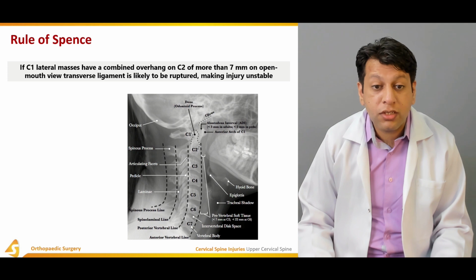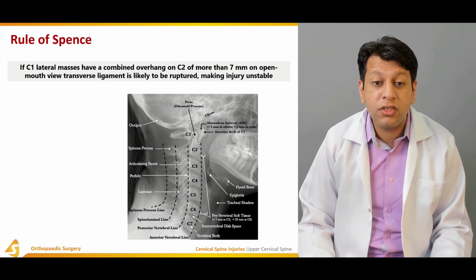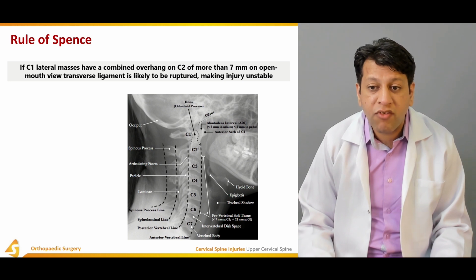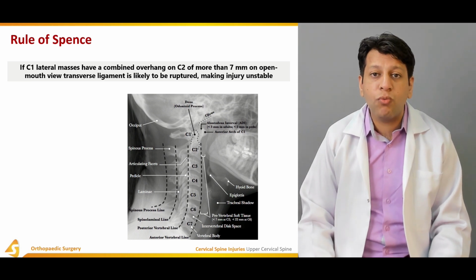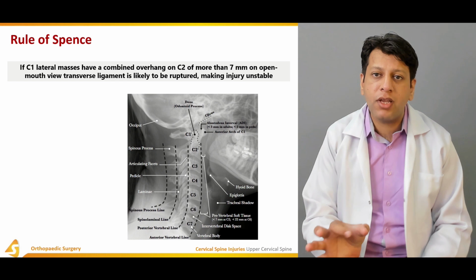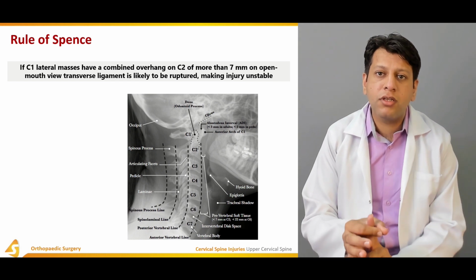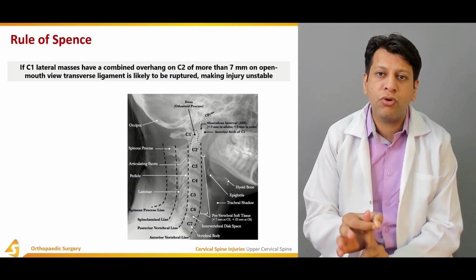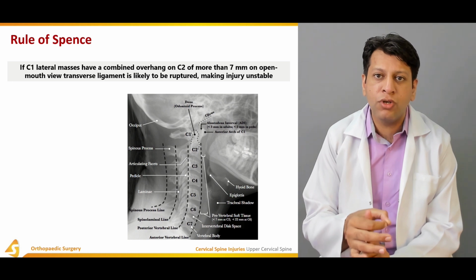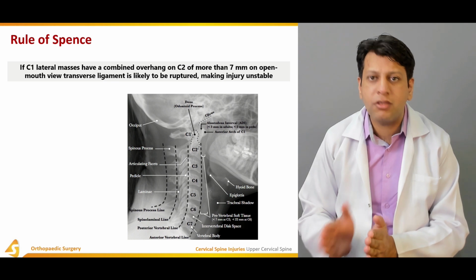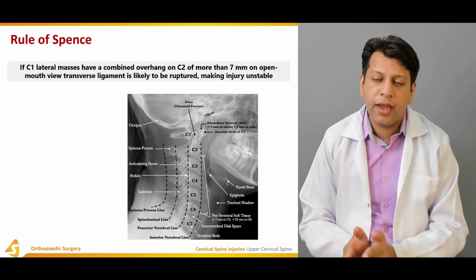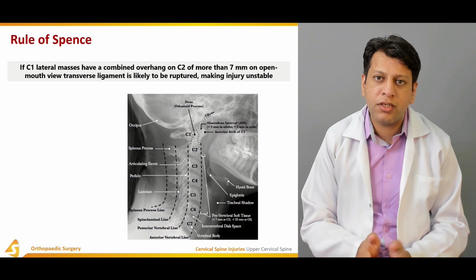Especially there's the rule of Spence, which says that if the C1 lateral masses have a combined overhang on C2 of more than 7 mm on an open mouth view, the transverse ligament is likely to be ruptured, making the injury unstable. So what we do is, taking C1 as a ring, and the dens is like this, and this is how C1 articulates over C2. We take the interval from the dens to the lateral mass on one side, and calculate it on the other side as well.